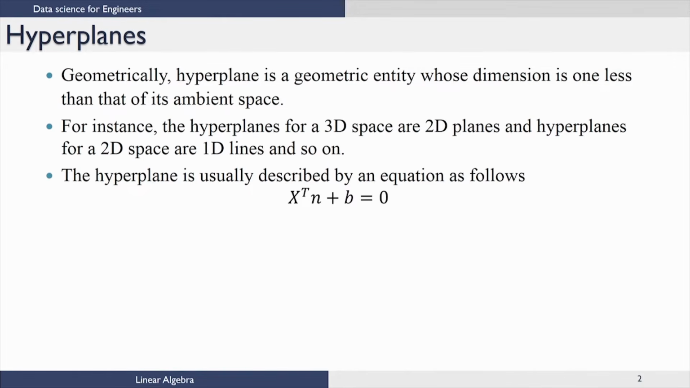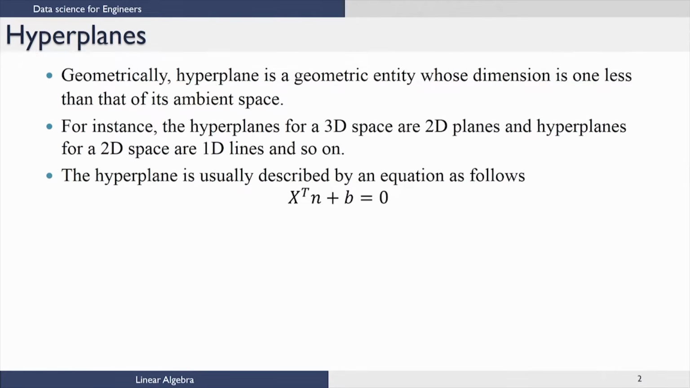Geometrically, a hyperplane is a geometric entity whose dimension is one less than that of its ambient space. So, what this means is the following. For example, if you take the 3D space, then a hyperplane is a geometric entity which is one dimension less. So, it is going to be 2 dimensions, and a 2-dimensional entity in a 3D space would be a plane. Now, if you take 2 dimensions, then 1 dimension less would be a single dimensional geometric entity, which would be a line and so on.